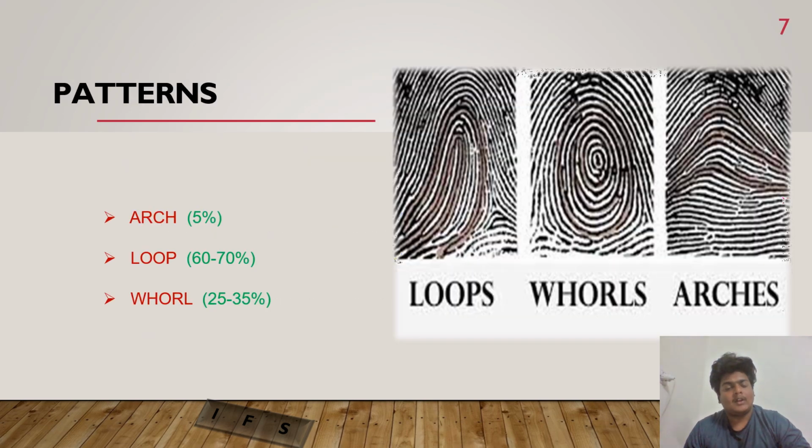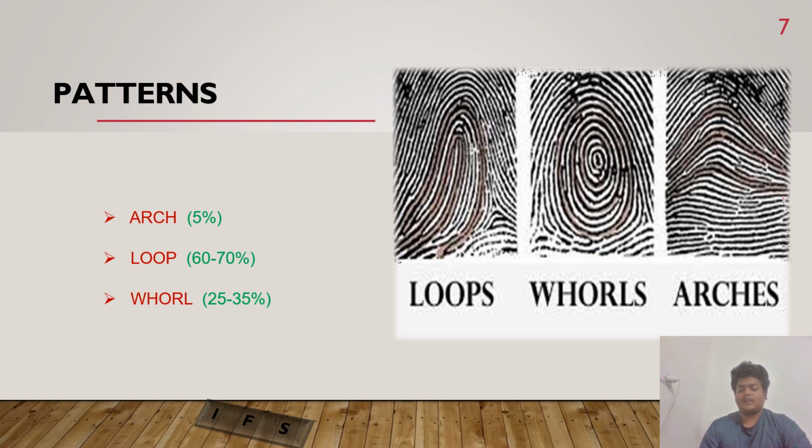Patterns. There are various types of patterns seen in fingerprint examinations, such as arch patterns, loop patterns, and whorl patterns. Other than these three, we have another type known as composite or accidental patterns that are seen during fingerprint examinations. Talking about arch patterns, they are the rarest type of pattern seen during fingerprint examination. They are about 5% of the overall population.